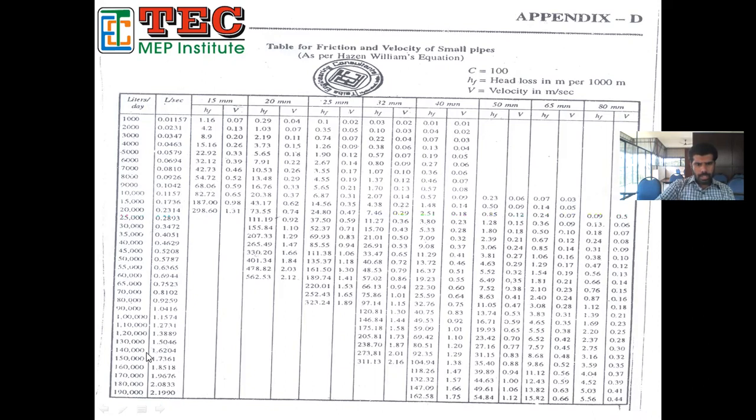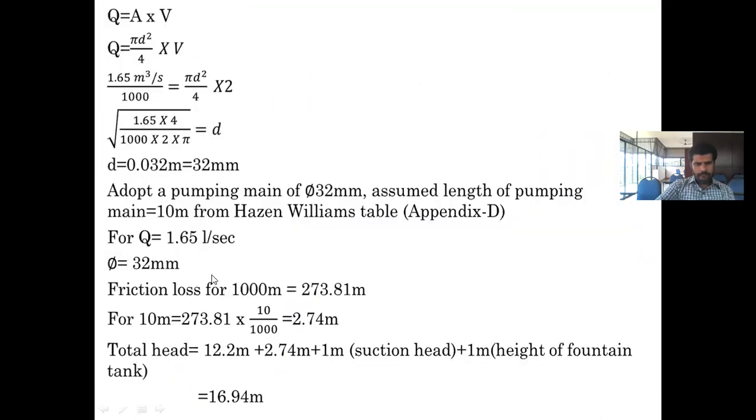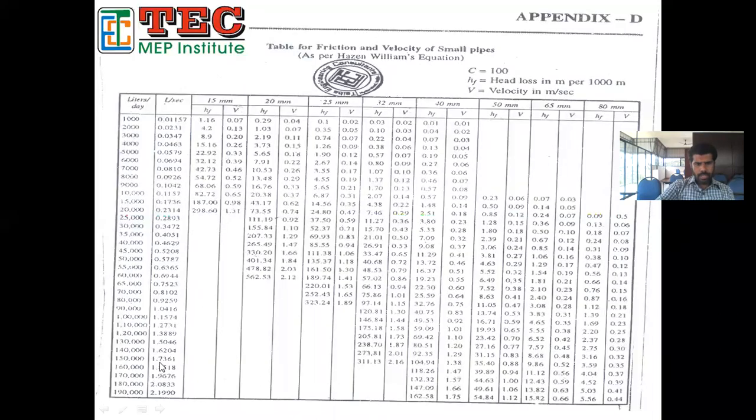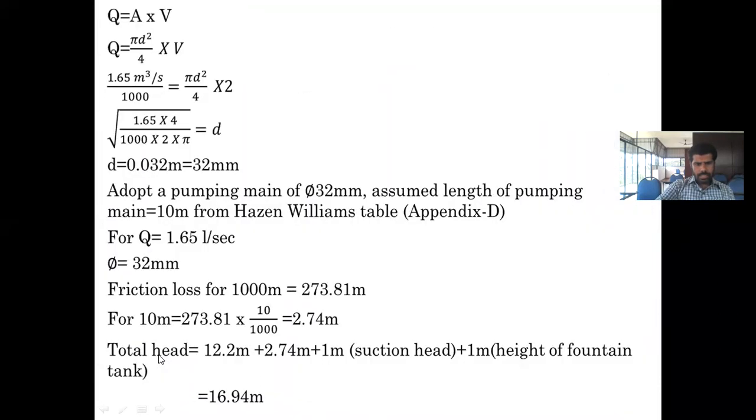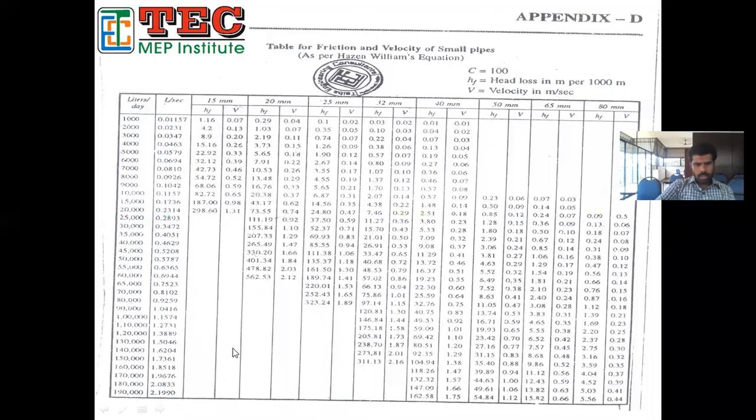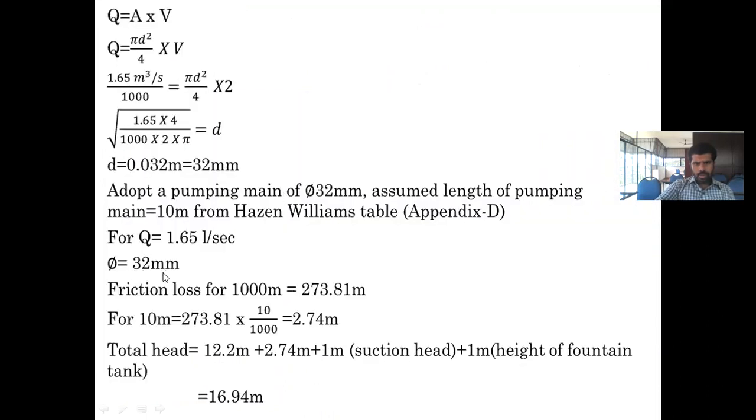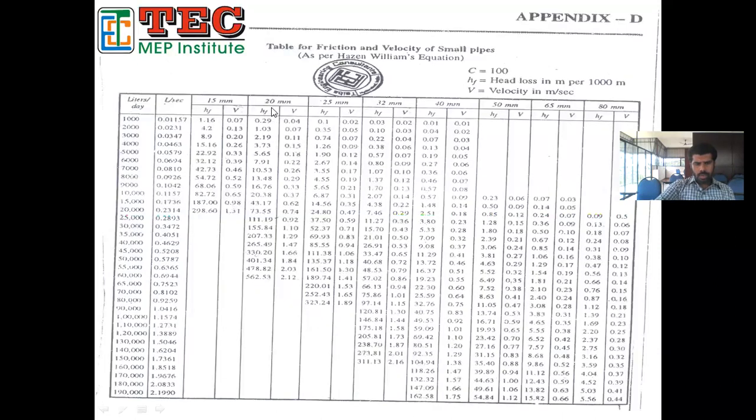1.62 is there, right? So 1.50 is there, then 1.62 is there. Then after that is 1.73. So 1.75 is coming closer to 1.62. So which is closer to 1.62? How much is it for 32 mm? The pipe diameter is 32 mm, right? So for 32 mm, 1.6 liter per second, it is 2.